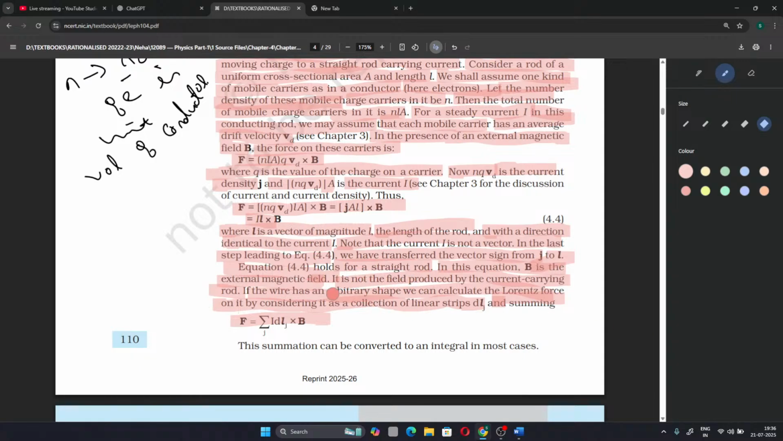Like we considered, it is a straight rod or a straight wire, but if the wire is not straight and is of an arbitrary shape or any kind of weird curved shape, then we can calculate the magnetic force, or here the Lorentz force, since they are talking about both electric field and magnetic field. But if you want to calculate the magnetic force alone, then we consider this.